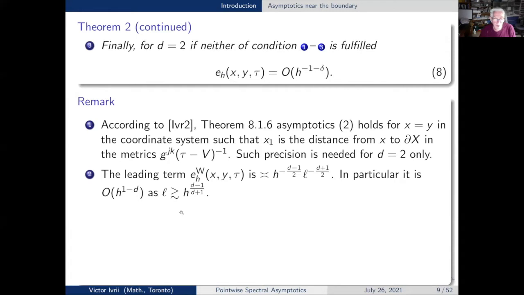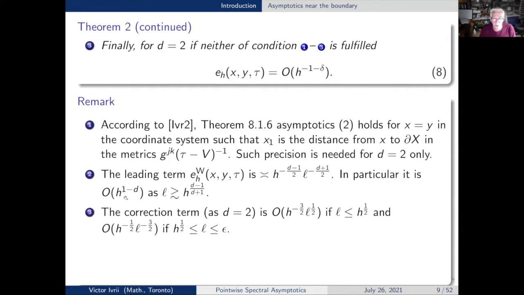In particular, it would be h^{1-d} when L is not too small. Observe that when d is 3, it would be 1/2. When d equals 2, it is 1/3. When d is larger than 3, it would be less than 1/2. So it would decay faster for large d when L tends to 0. The correction term, on the other hand, would be of this magnitude.